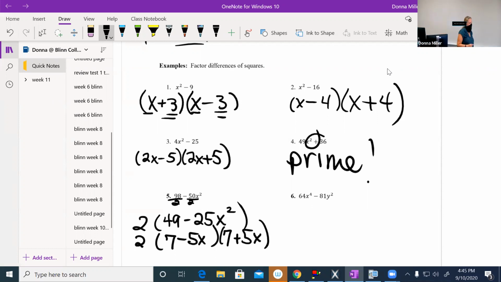Does it matter the order you put it in? No, right? Because 2 times 3 is 3 times 2. So you can put any of those 3 factors in. But that 2 has to be out there, because that's part of the expression. If I take the 2 away, then this doesn't equal anything.